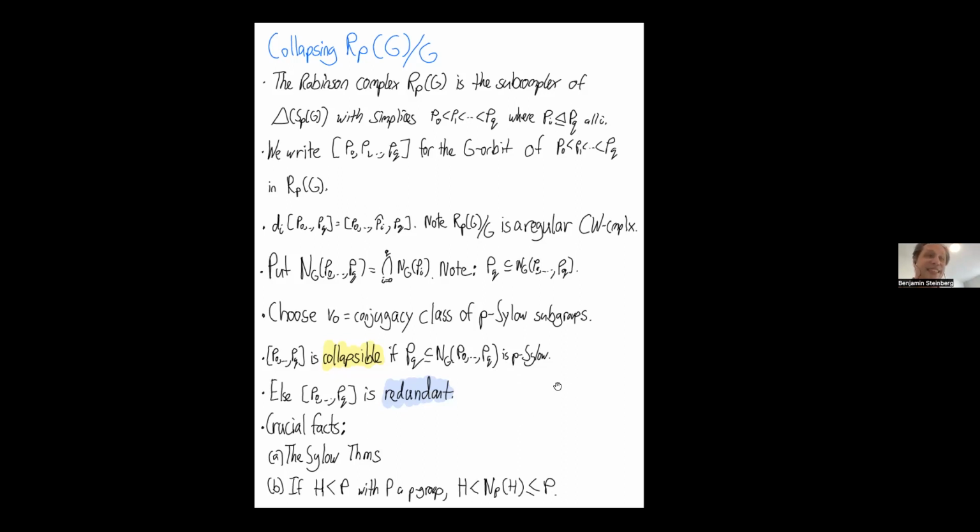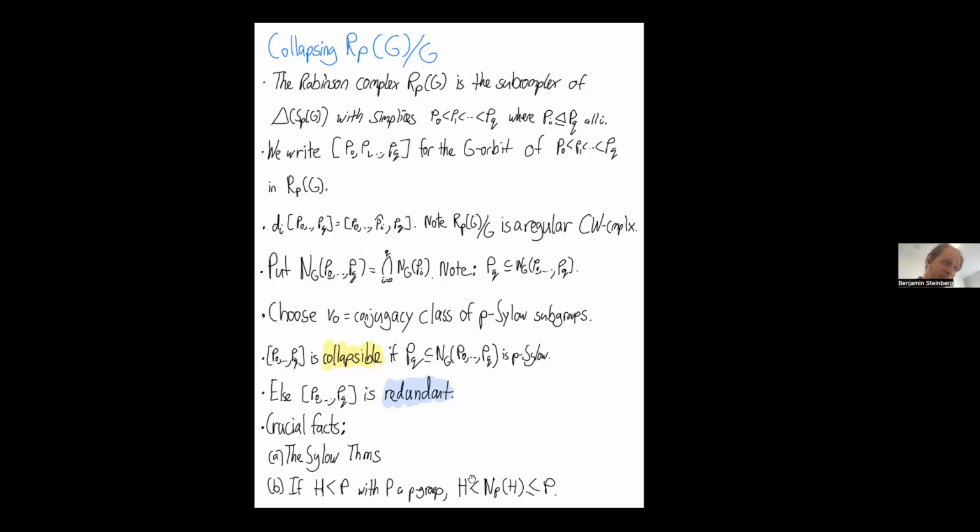And then you can guess what the bijection is. If it's redundant, there's somebody I can put here and make it bigger. So do that. And that's going to be sort of the way you match redundant guys to collapsible. But you have to show that this meets all the rules. And there are basically only two things used in this proof: the Sylow theorems, basically that everybody's contained in a p subgroup, and every p subgroup is contained in a Sylow subgroup, and also that all the Sylow subgroups are conjugate. Those are the two things I use.